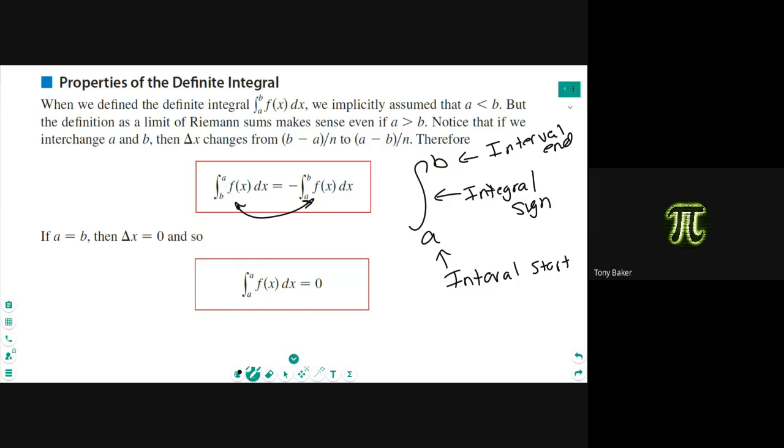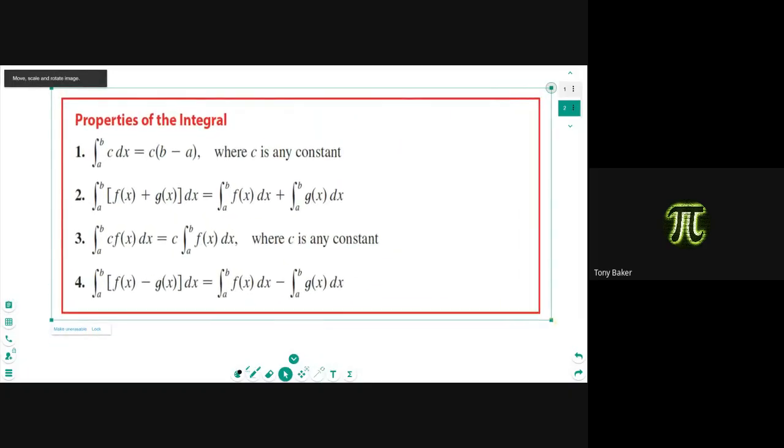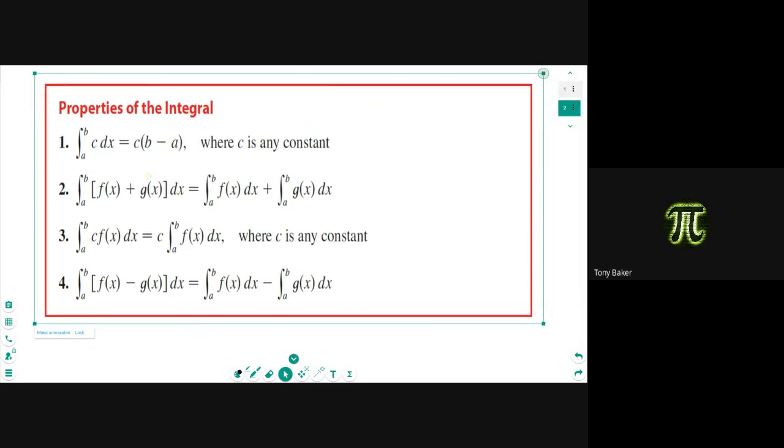Another thing. And every one of these rules that we're looking at right now, also, even if there isn't an interval here, so these are definite integrals.